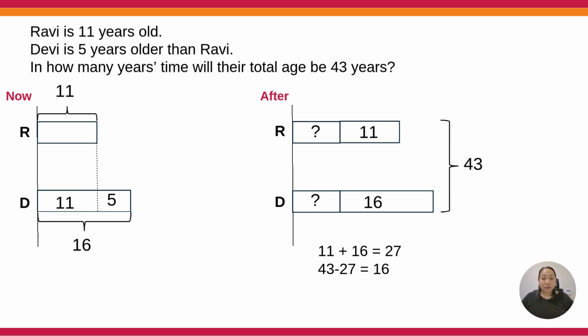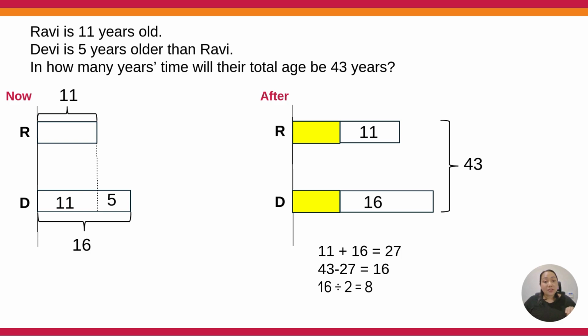Now let's take a look at our after model. This means that the two bars marked with a question mark plus the 11 and 16 make 43. So let's compute this. First, we need to get the sum of 11 and 16, and the answer is 27. Then we take away 27 from the total, which is 43, and the answer is 16. This means that the two bars that we have marked question mark in the after model, which I now colored yellow here, are equal to 16.